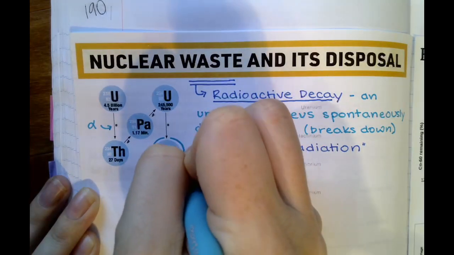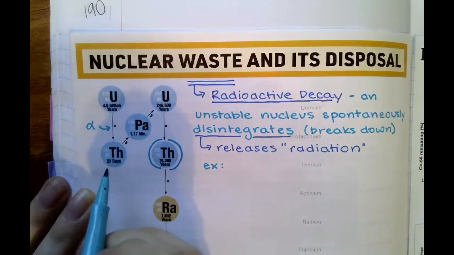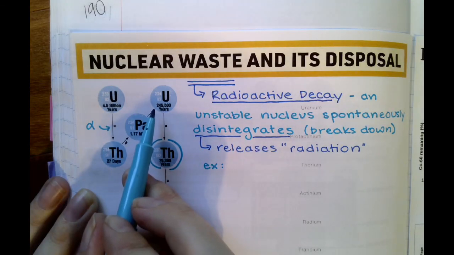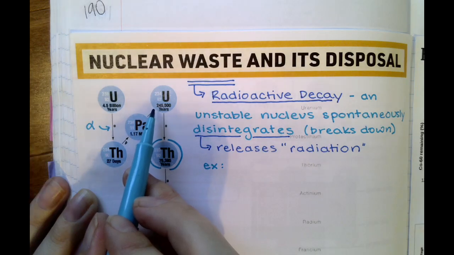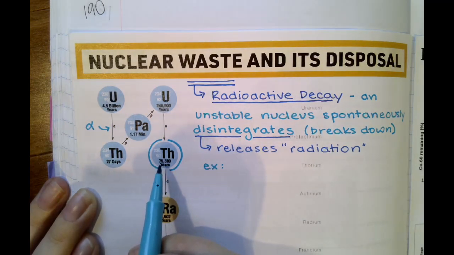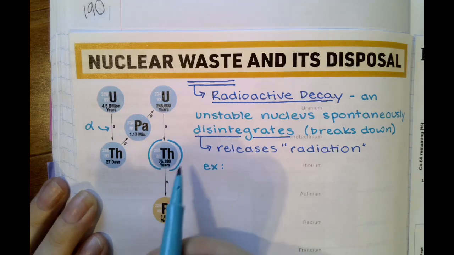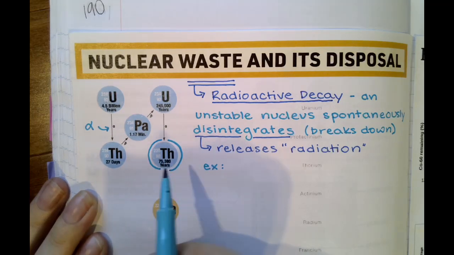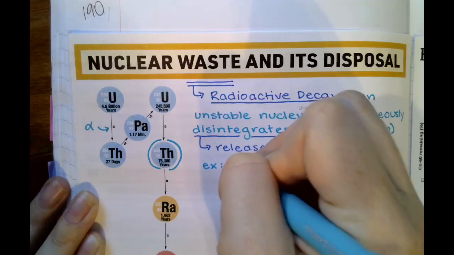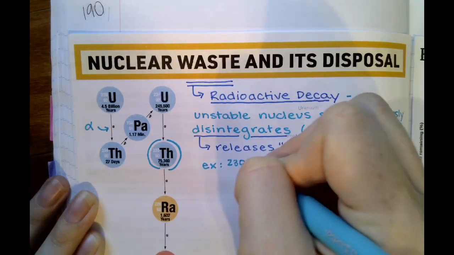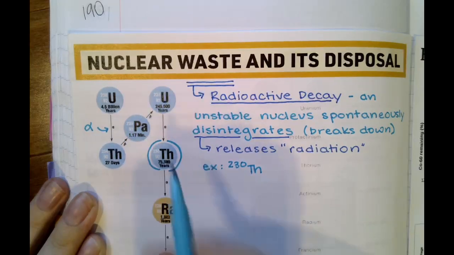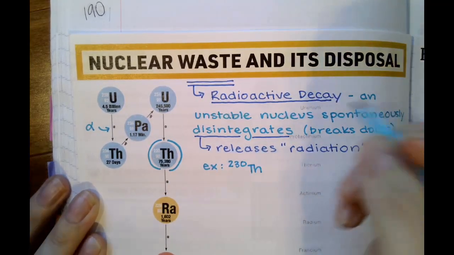Let's imagine that it's been 4.5 billion years, 27 days, 1.17 minutes, 245,000 years, and then about another 75,000 years. Okay, and it's finally time for this piece of the remaining nuclear waste to decay. So we're going to write 230 thorium, and you might ask, how do we know these? Great question. I'll teach you about it in the lab.